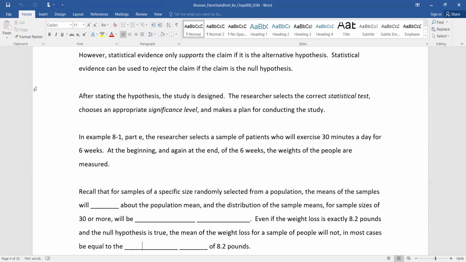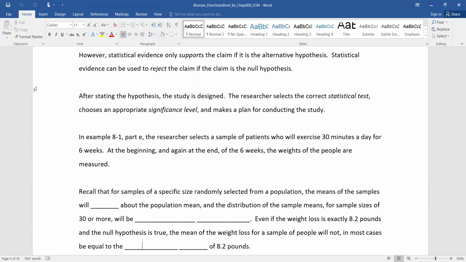The researcher selects the correct statistical test, chooses an appropriate significance level, and makes a plan for conducting a study. So in example 8.1 part E, the researcher selects a sample of patients who will exercise 30 minutes a day for 6 weeks. At the beginning and again at the end of the 6 weeks, the weights of the people are measured. So that was how it was going to be done.